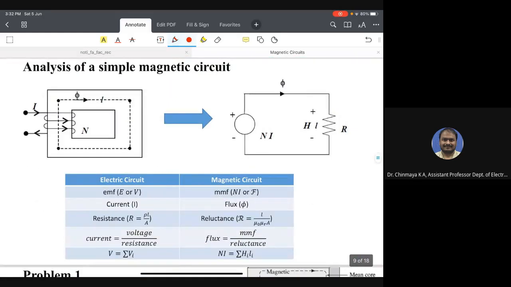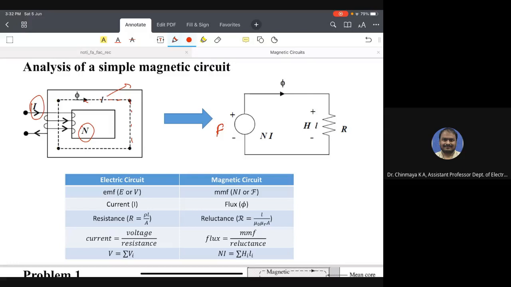So let us see the analysis of a simple magnetic circuit. A simple magnetic circuit can be analyzed as before. N is the number of turns, and I is the current through the conductor. Therefore, Ni can be considered as the voltage, which can be written as F. The flux flows along the flux lines, and L is the length of the mean flux path.